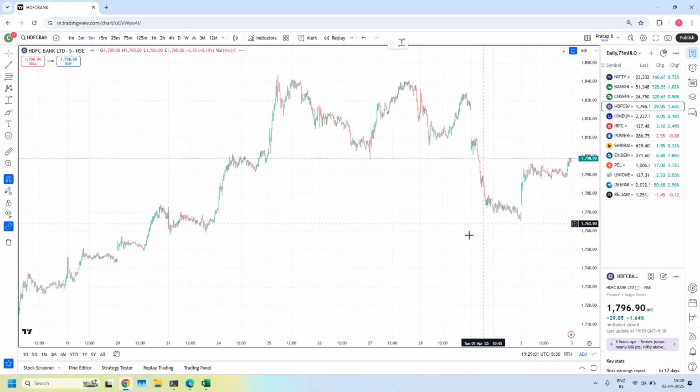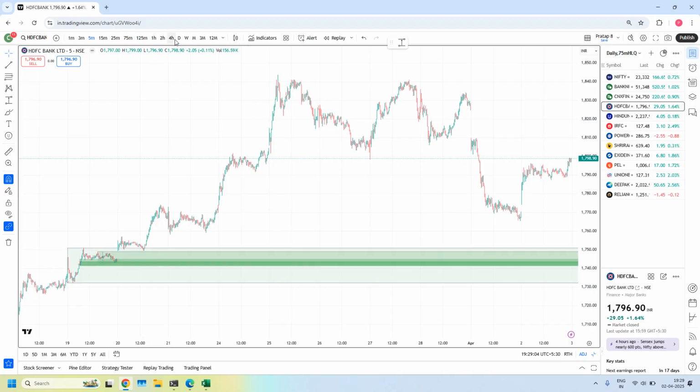Okay, next one is HDFC Bank. This is also a daily high liquidity demand zone.